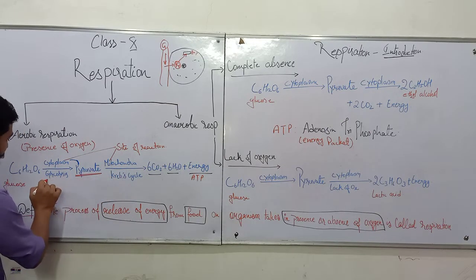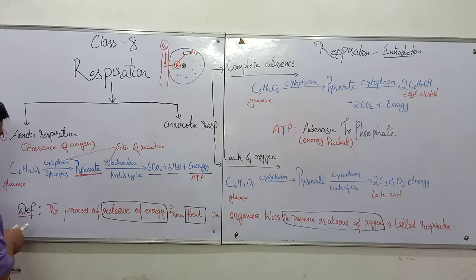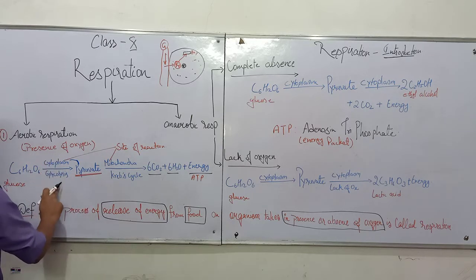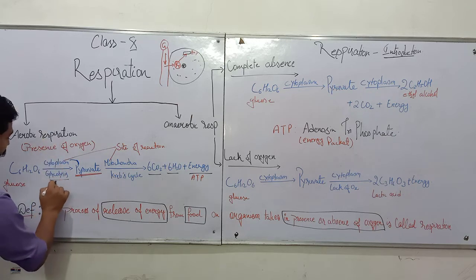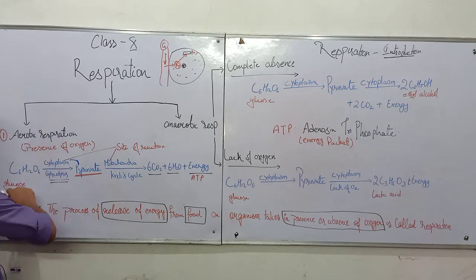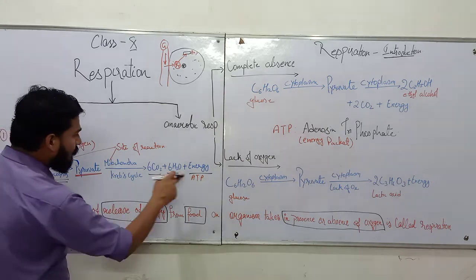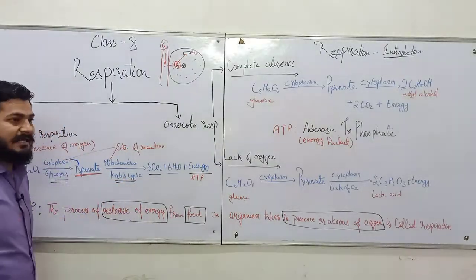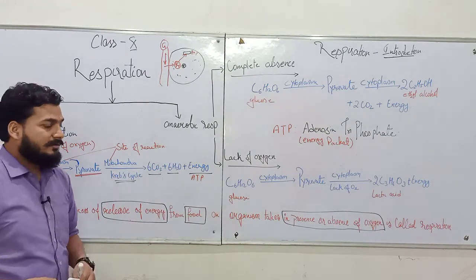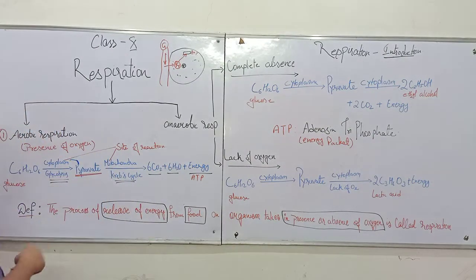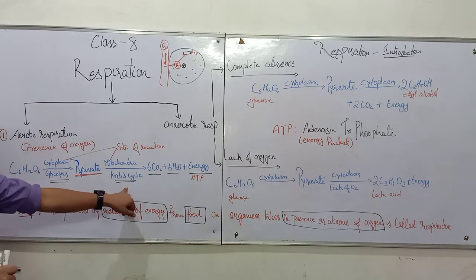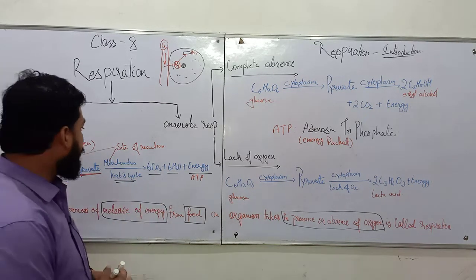And this is glycolysis. This process of conversion of glucose into pyruvate in the cytoplasm during aerobic respiration is called glycolysis. And this process of conversion of pyruvate into energy in mitochondria is called Krebs cycle. It's called Krebs cycle.